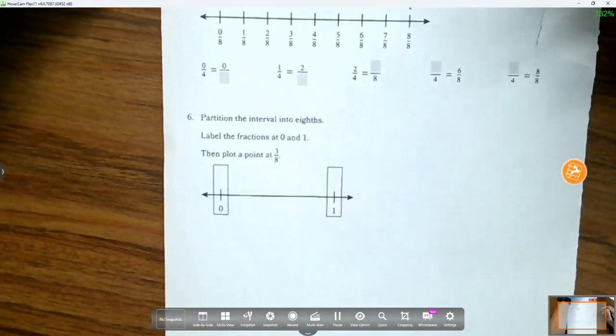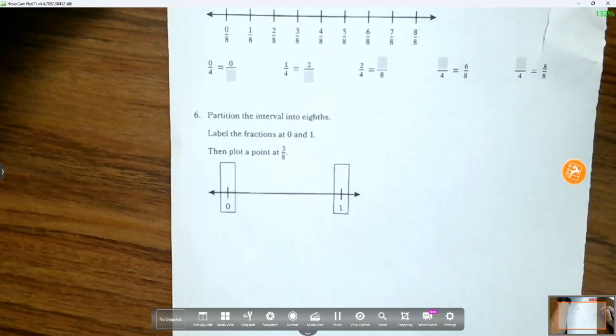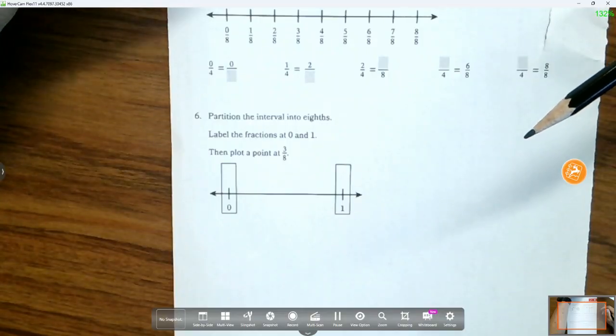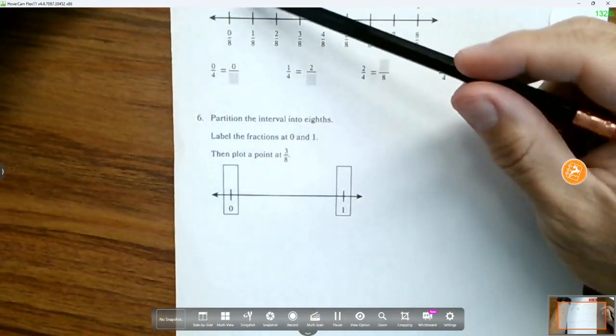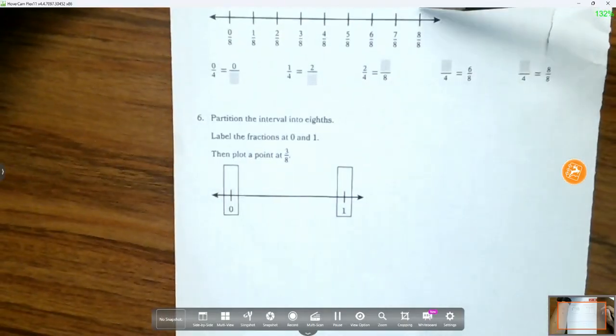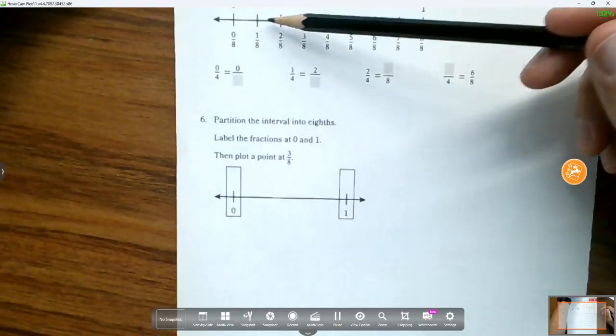On the back, use the number lines to find equivalent fractions. Equivalent means worth the same amount. Worth the same amount. So we want to look up top. We have fourths. So we have 0 fourth, 1, 2, 3, 4 fourths equals 1. And down here we're in eighths. Eighths are smaller than fourths. That's why we see more of them.